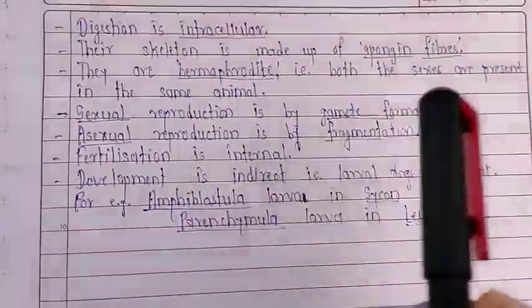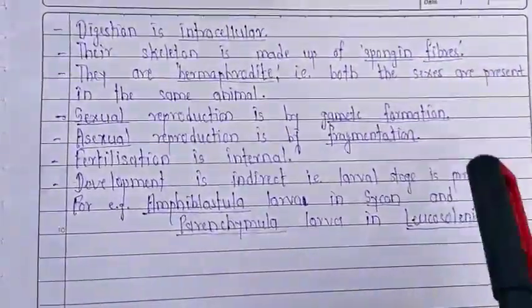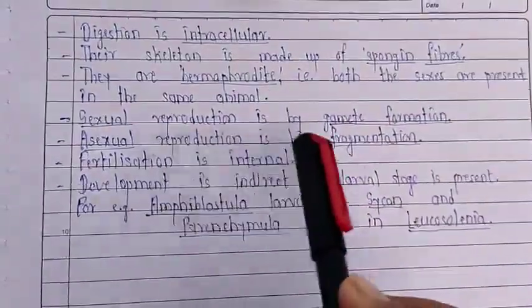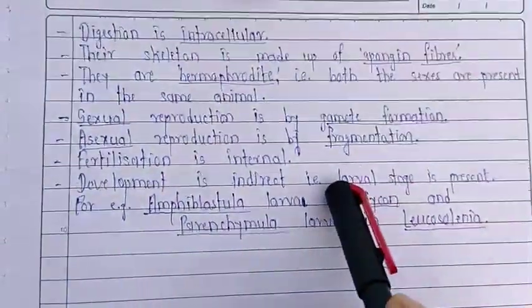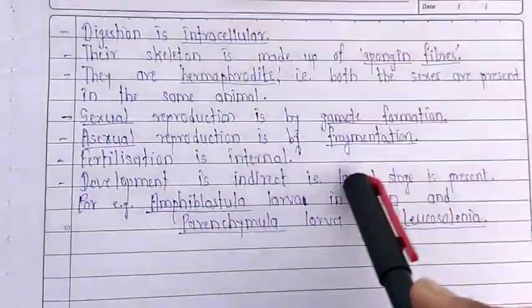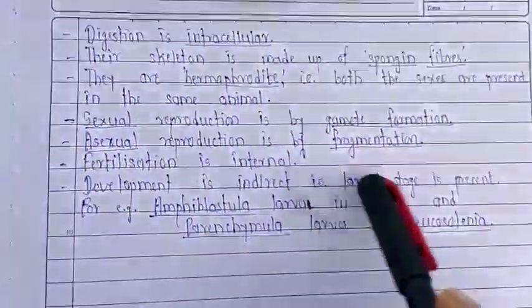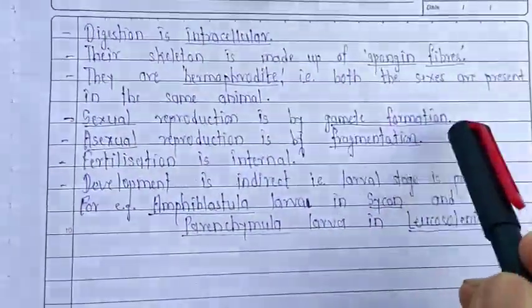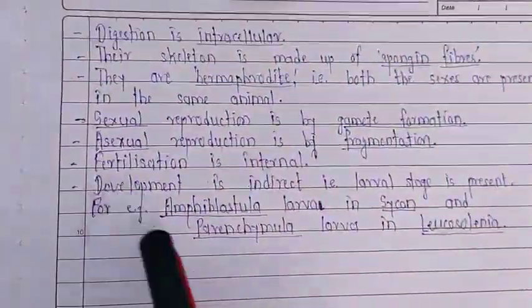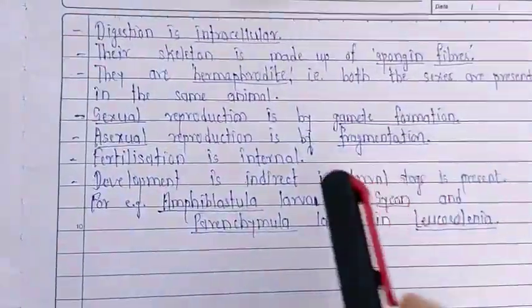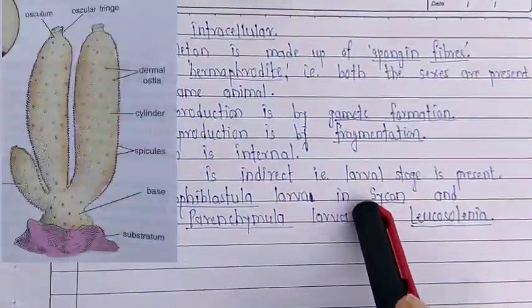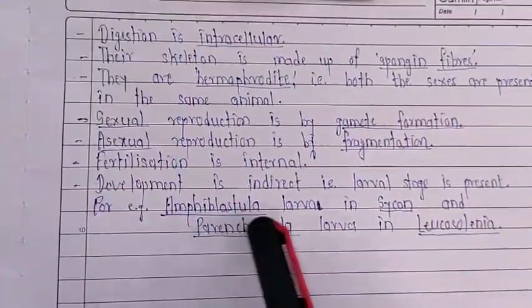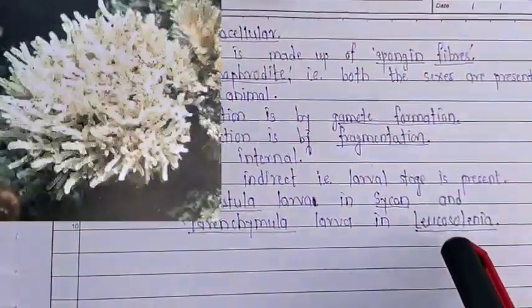Indirect development means a larval stage is present. After fertilization, the zygote will form and that will convert into a larval stage. The larval stage metamorphoses and forms the adult. Examples of the larval stages: amphiblastula larva is present in Scypha and parenchymula larva is present in Leucosolenia.